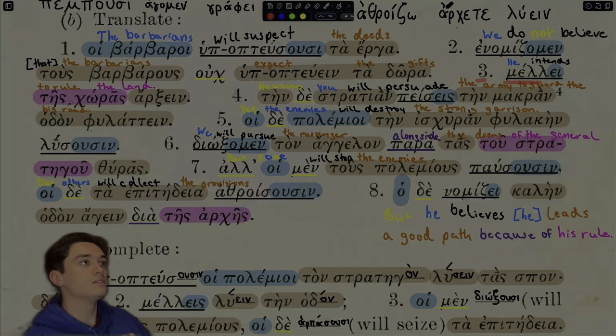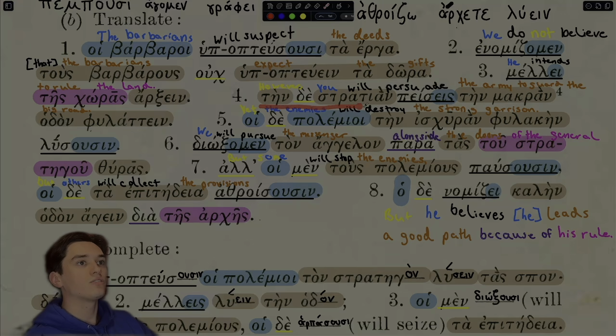3. Mele tes koras arxein. He intends to rule the land. Since this is third person singular, it can be either he, she, or it. Mele is a head verb, so therefore you should be looking for an infinitive. Arxein, and here it is. Arxein only takes genitive objects when you're ruling over something. He rules over the land. Since there are no further accusatives, arxein has to have the same subject as mele, being he, she, or it.